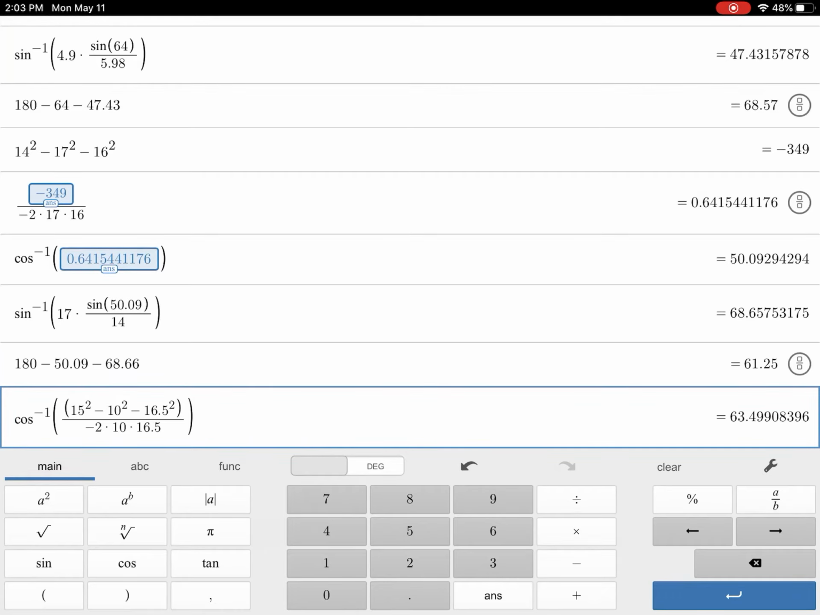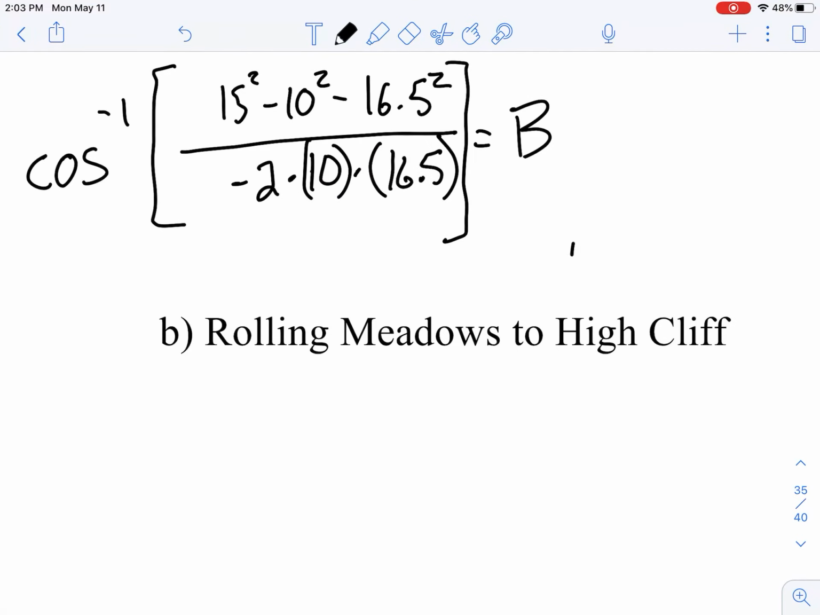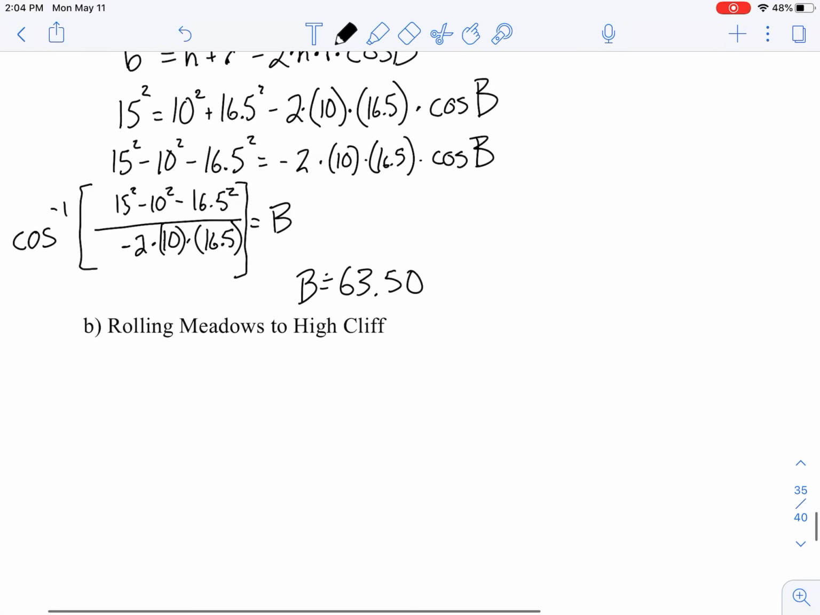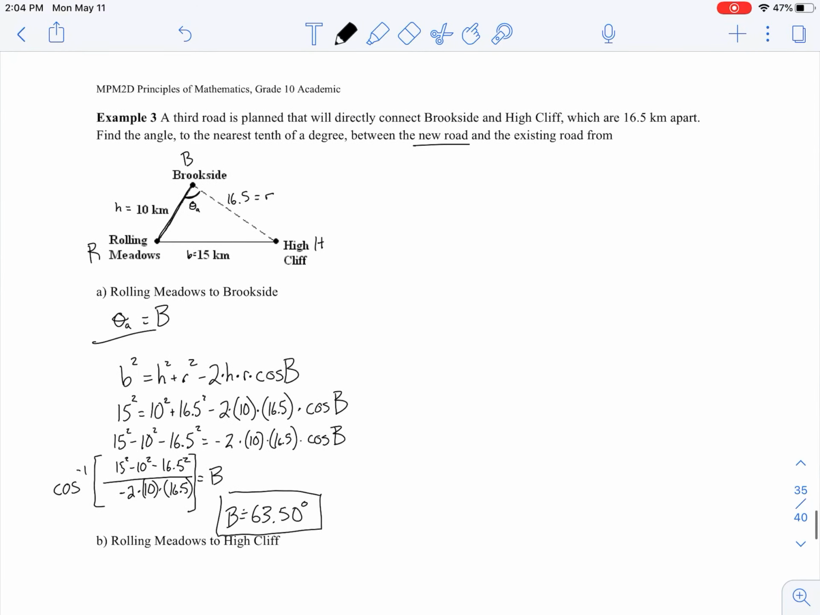So we get the final answer of 63.499, or 63.50. So B is going to be equal to 63.50 degrees there. So we could write a little therefore statement. Therefore, the angle between the new road and the road from Rolling Meadows to Brookside, that angle A, or theta A, or capital B, is equal to 63.50 degrees.